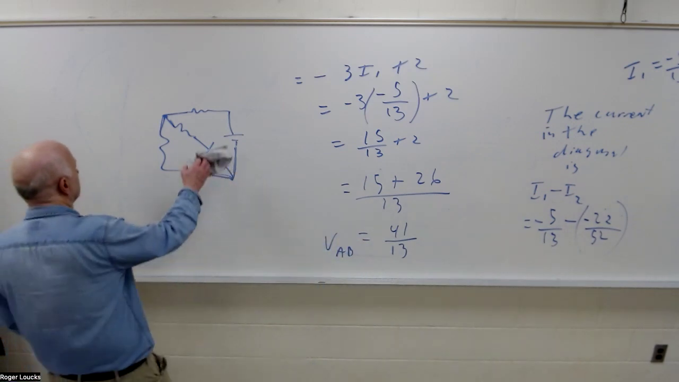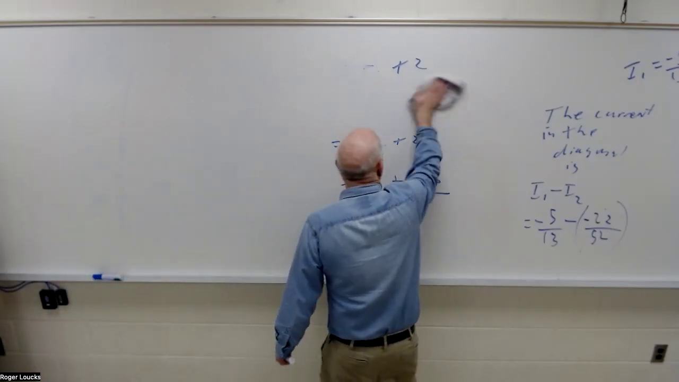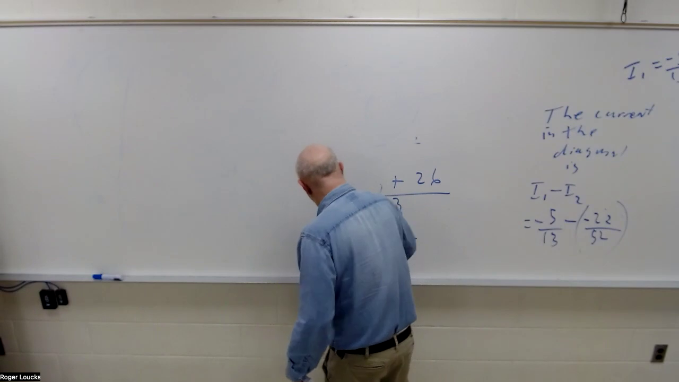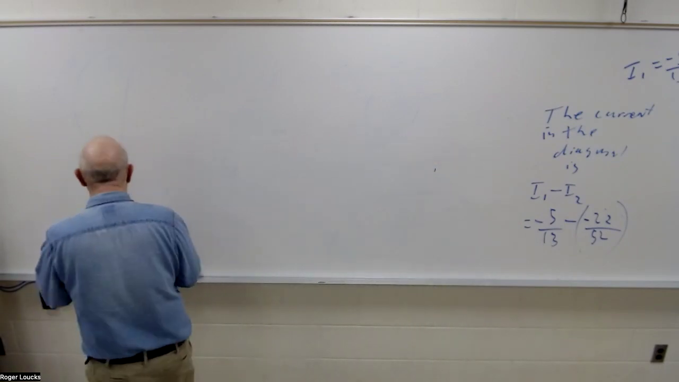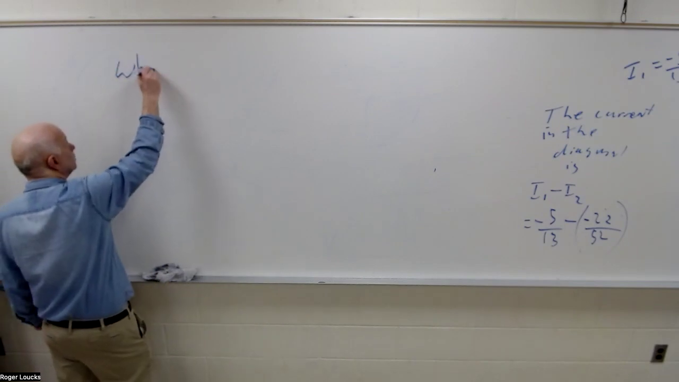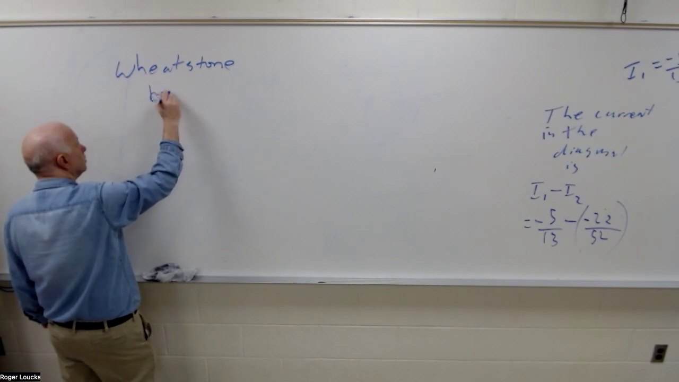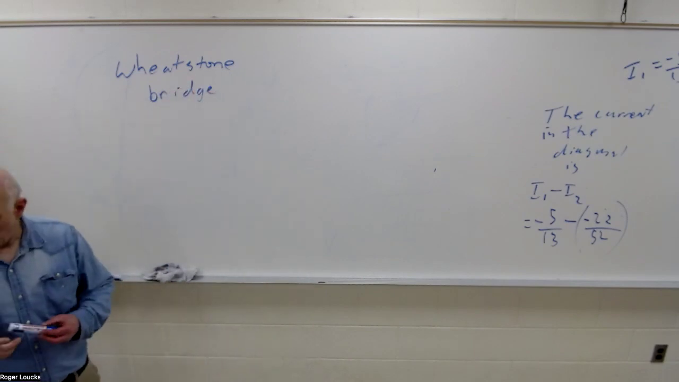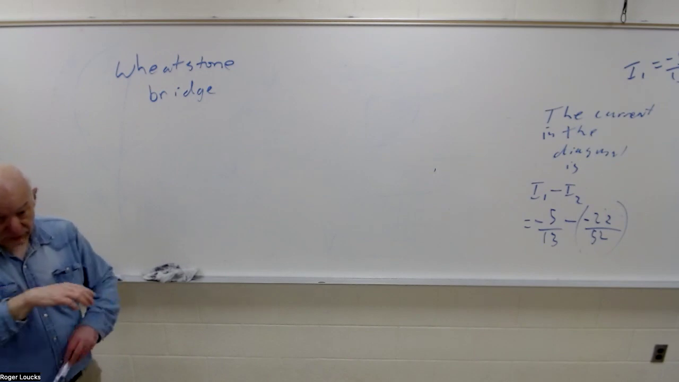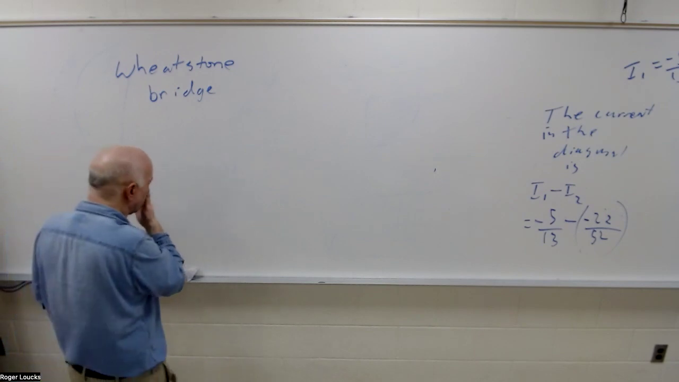Okay, I want to show you a circuit that's actually used quite a bit. Historically, it was used to determine an unknown resistance. So I want to talk about something called a Wheatstone bridge. No one really uses it for this purpose anymore, but the circuit itself is used in a lot of places and a lot of calibration equipment. So this is a Wheatstone bridge.